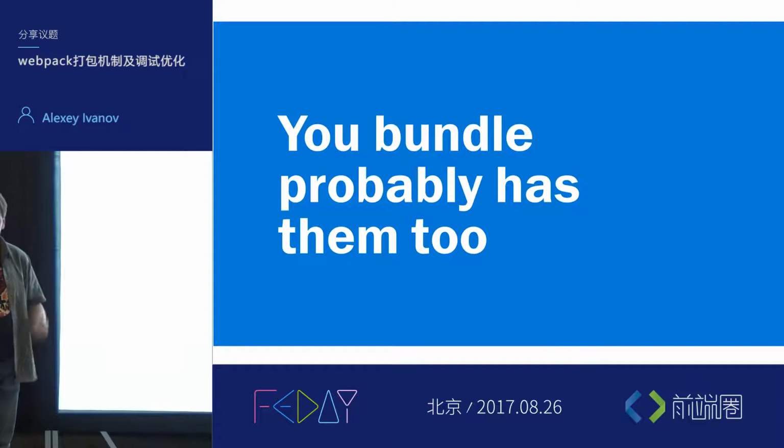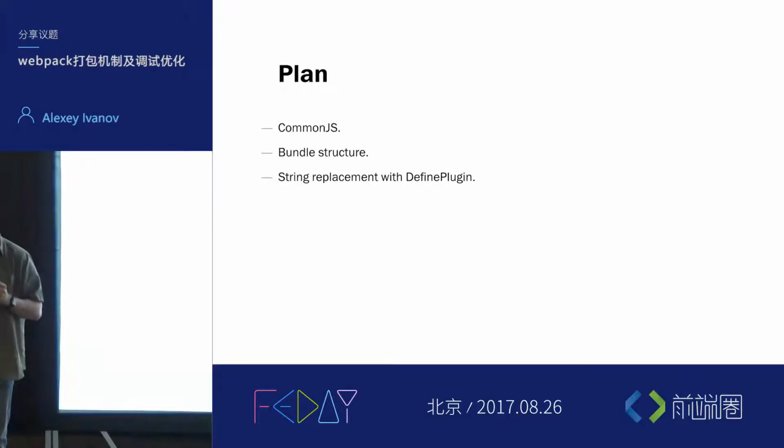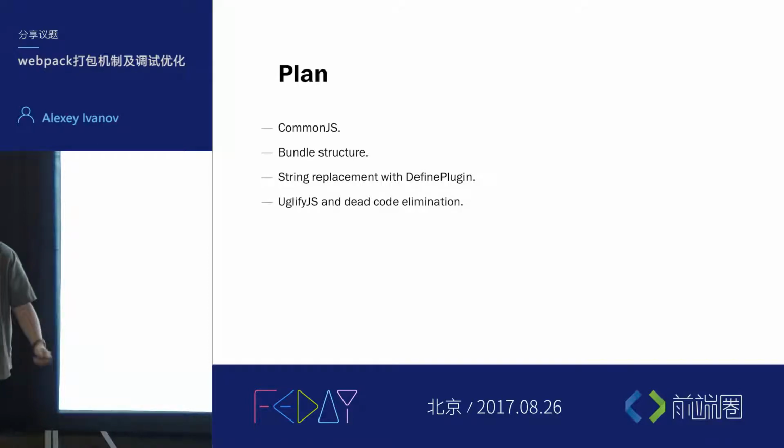Okay, so how can we talk about it? To understand why these problems happen, we should understand how webpack works. And to understand it, we should start with the basics. We will start with CommonJS, and we will talk about what it is and why it is important and why we should emulate it inside the browser. Then we will talk about the basic bundle structure and how it works. Then we will talk about some plugins, like DefinePlugin, that will help us remove or add some things inside our bundle. And then we will talk about how JavaScript minification works and why webpack does some things that will help you later when you try to minify your bundle.